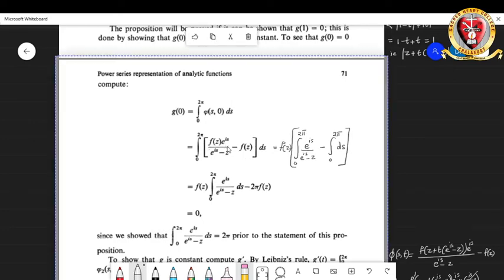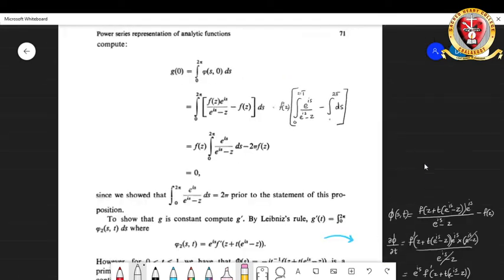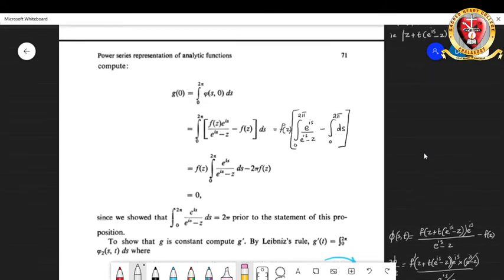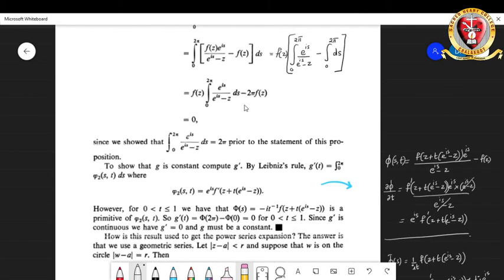Like we earlier did, we are going to integrate separately. So also you can take out this f of z outside the integrals, because we are integrating with respect to s. So you get f of z into integral from 0 to 2 pi e raised to is divided by e raised to is minus z minus integral from 0 to 2 pi ds. That will become 2 pi, right? So you get f of z into integral from 0 to 2 pi e raised to is divided by e raised to is minus z ds minus 2 pi into f of z.